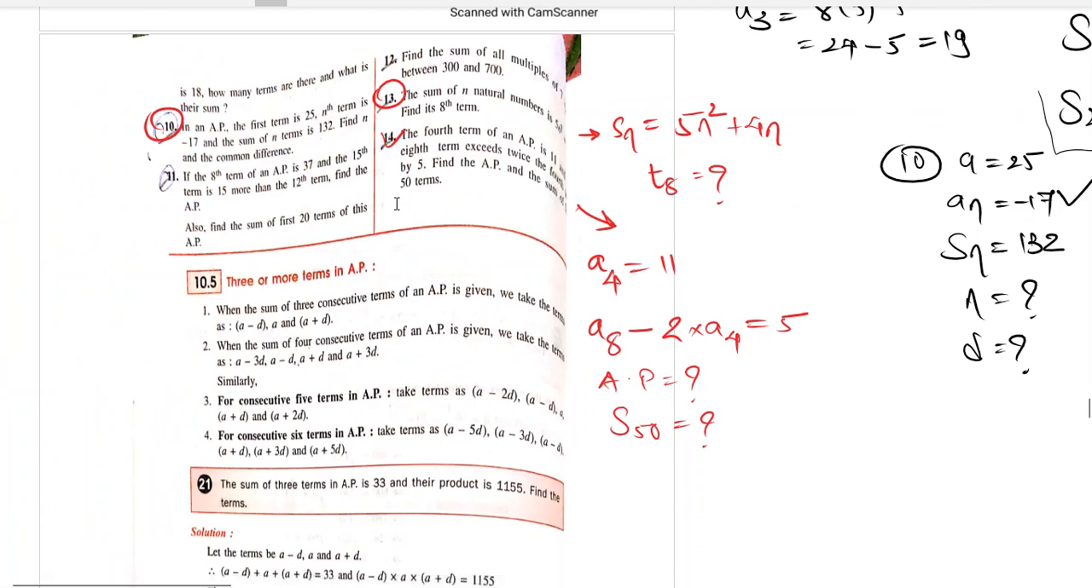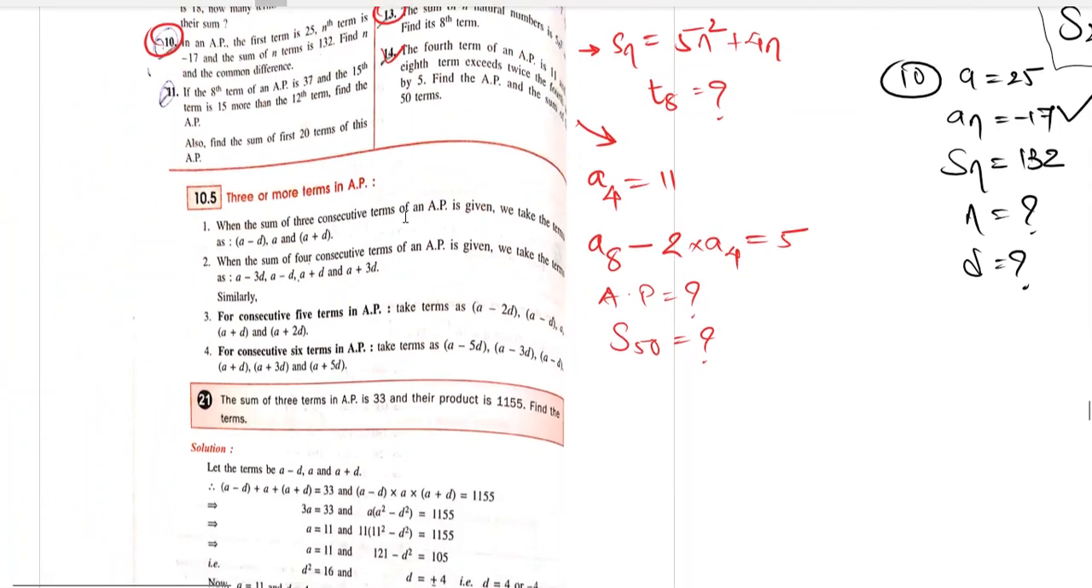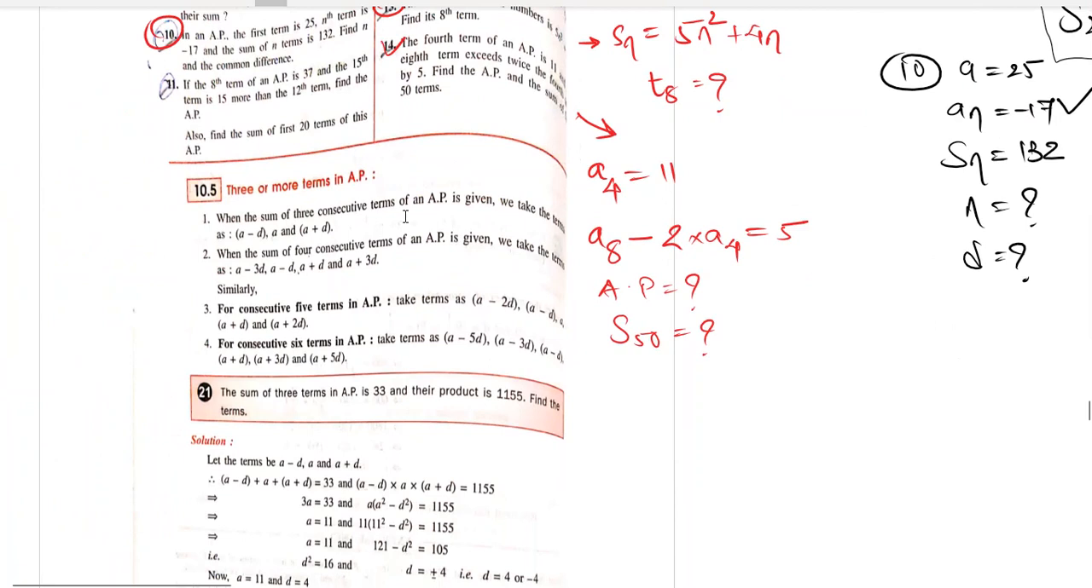Now let's look here. 14th question is the last doubt. The fourth term of an AP is 11. I've written over here in red color. Fourth term is 11. And the eighth term exceeds twice the fourth term by 5. So A8 minus 2 into A4 is equal to 5. Eighth term exceeds means eighth term is more than 2 times the fourth term. And by how much it is more? 5. Find the AP and find the sum of the 50 terms.